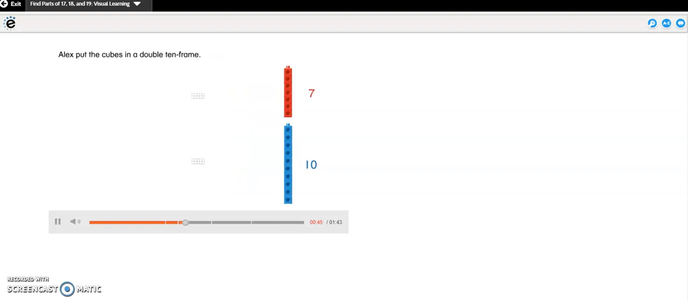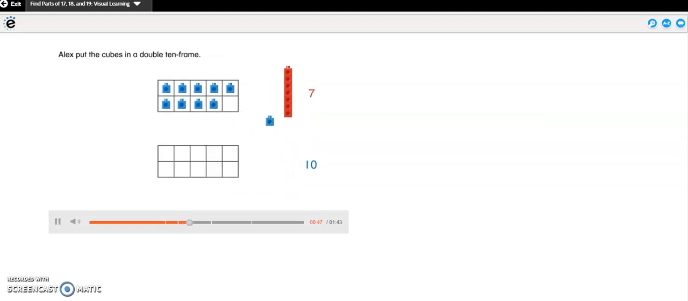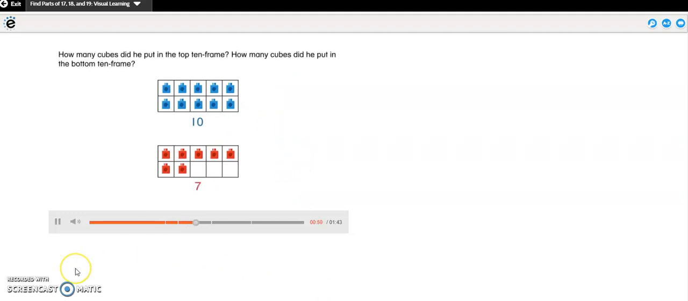Alex put the cubes in a double 10 frame. How many cubes did he put in 10 frame? How many cubes did he put in the bottom 10 frame?